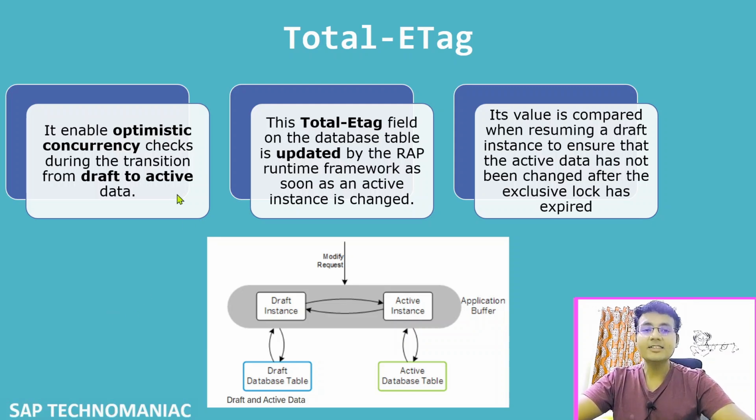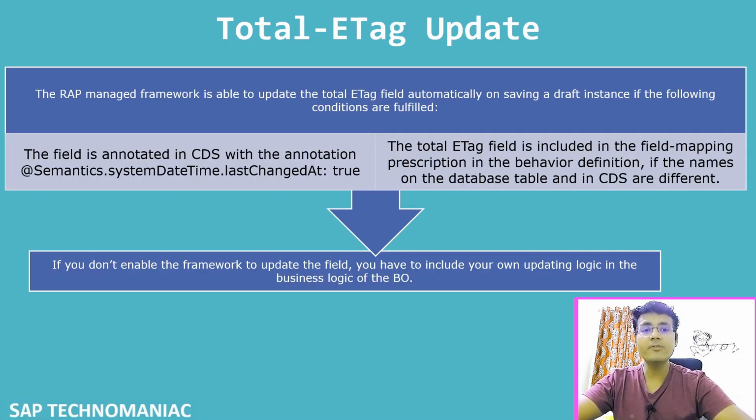Whenever we are converting draft data to active data, each time we will change the Total ETag. The Total ETag will work automatically and the Total ETag field will be updated automatically if you have defined one of the fields in your CDS entity using the annotation semantics system date time last change date, and you have defined the Total ETag in your behavior definition.